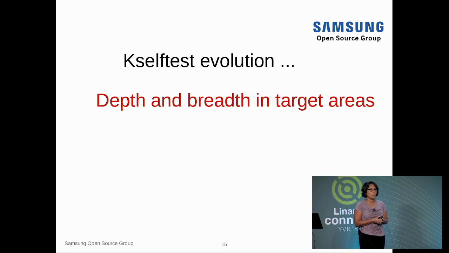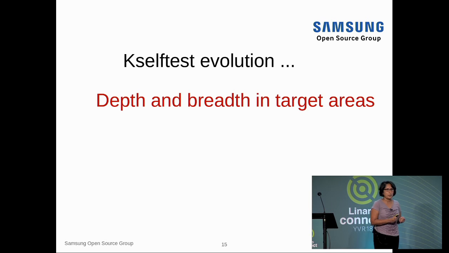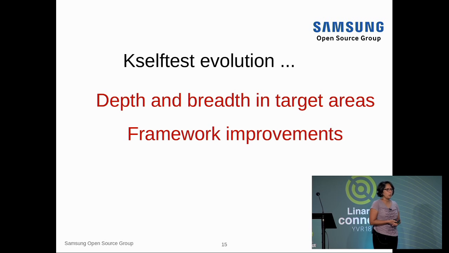x86, MM, and networking, I have to say, are the most prolific. I mean, they just keep adding tests, which is great. Those are the core areas. Well, MM and networking are core areas, so I'm happy to have tests come in that area. And we have done lots of framework improvements.